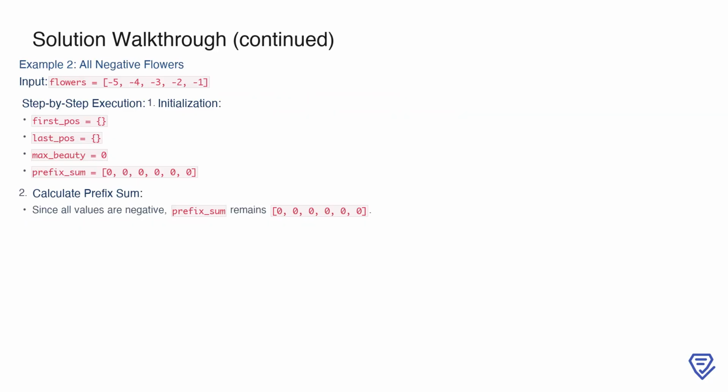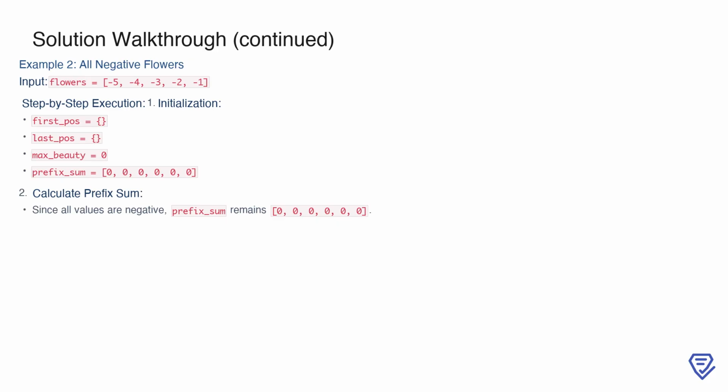In the second example, we examine the input flowers equals -5, -4, -3, -2, -1, where all flower values are negative. We initialize the same variables as before: first_POS, last_POS, max_beauty, and prefix_sum. This time, when calculating the prefix sum, since all flower values are negative, the maximum of 0 and the flower value is always 0. As a result, the prefix_sum array remains 0, 0, 0, 0, 0, 0 throughout the computation.